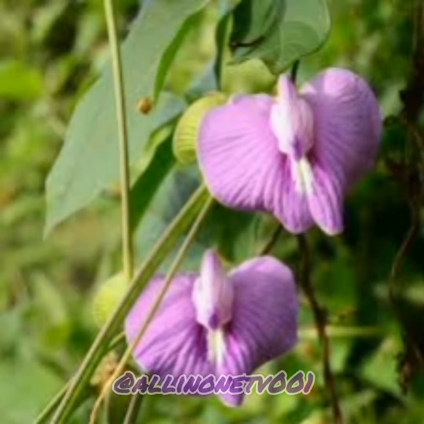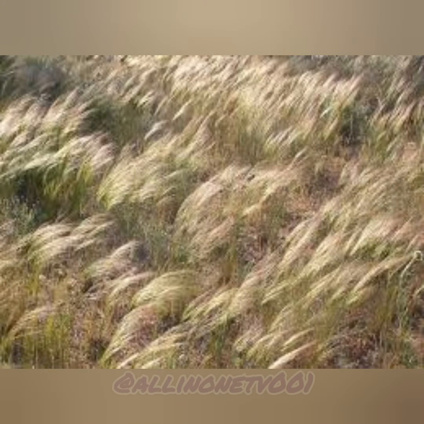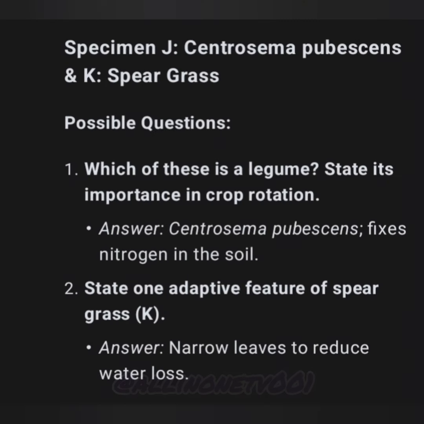So specimen J, Centrosema pubescens, and specimen K, speargrass. So we can see the diagram of speargrass and Centrosema pubescens, which is a flower. So let's dive into the possible question. Number 1, which of these is a legume, and state its importance in crop rotation? Answer: Centrosema pubescens fixes nitrogen in soil. So that is its importance in crop rotation.